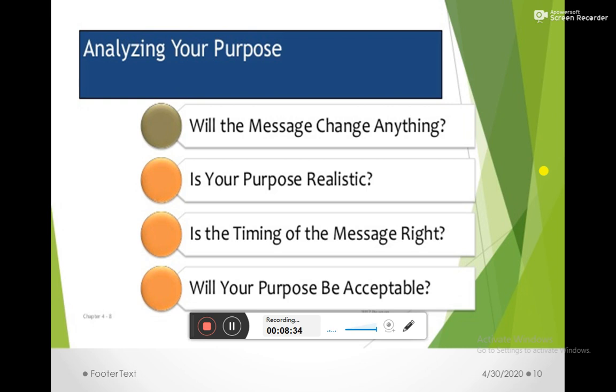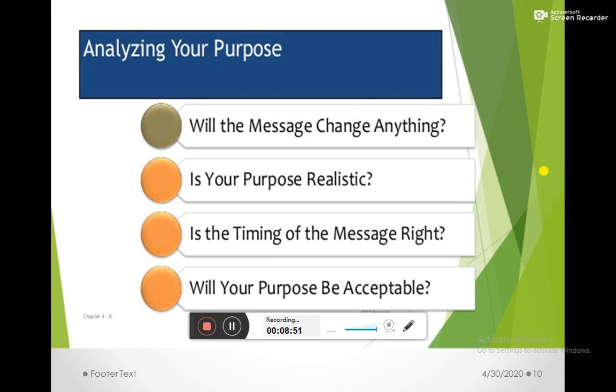The third question is: is the timing of the message right? It means, is the time right? People who are busy or distracted when they review or receive your message are less likely to pay attention to it.